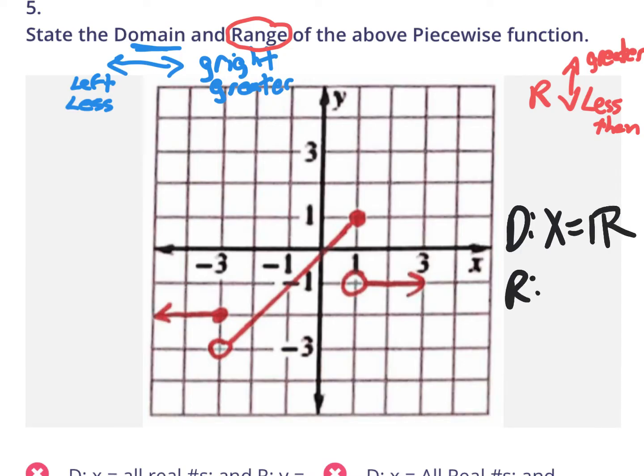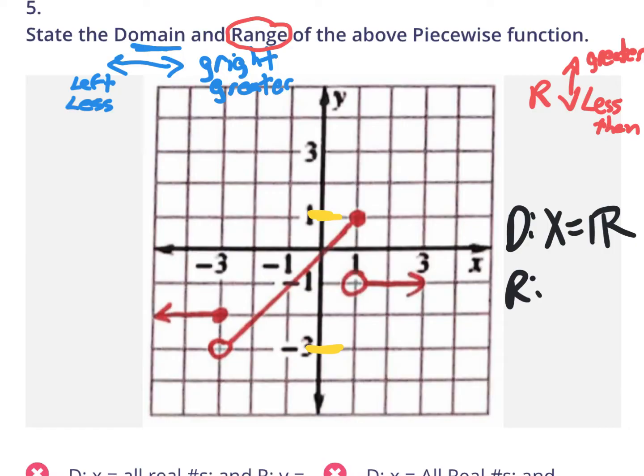How about the range? The range are your y values. That's your up and down, right? I mean, this is after all our y-axis, which goes up and down. Now, does this graph go up forever? Well, if it had an arrow here, it would, but it's an endpoint right there. So it ends. This is the highest point. And does it go down forever? No, it doesn't. There's an endpoint right there. That's the lowest point. So your highest point is at the y value of 1. Your lowest point is at the y value of -3.